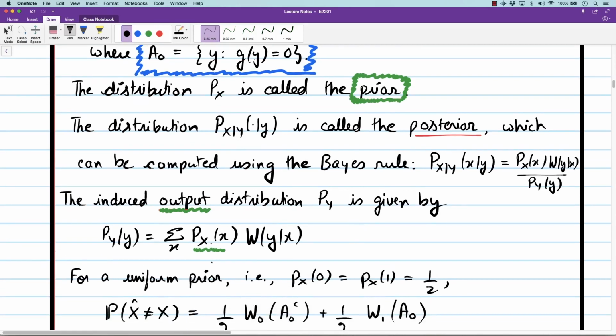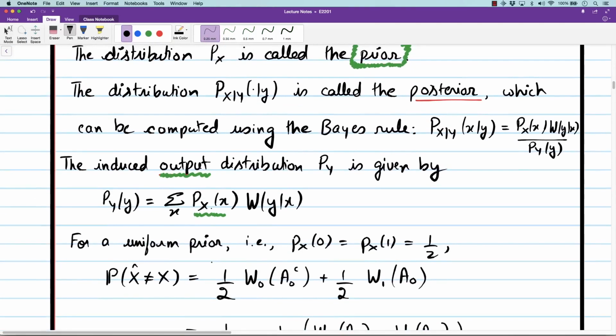Okay. So for a uniform prior, in this particular case, a uniform prior corresponds to having equal belief about both 0 and 1 to begin with. Okay, so you have no preference of two hypotheses. You have no other information to prefer one over the other. So Px0 equals Px1 equals half. That's a uniform prior. Okay.